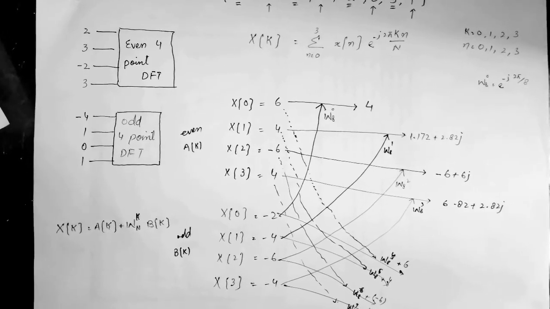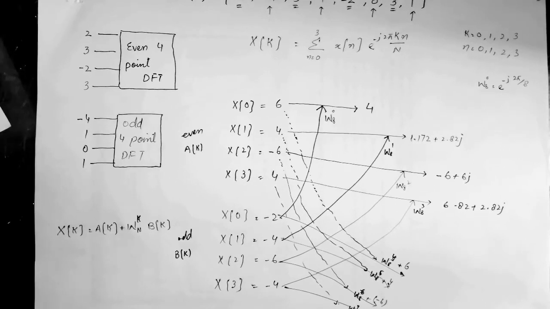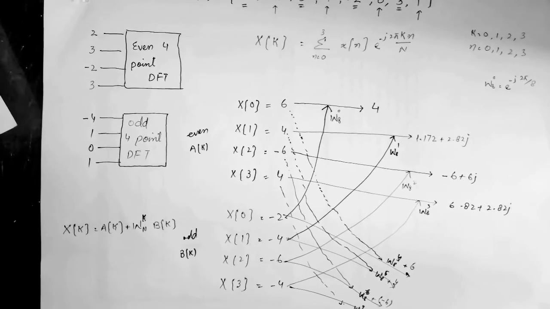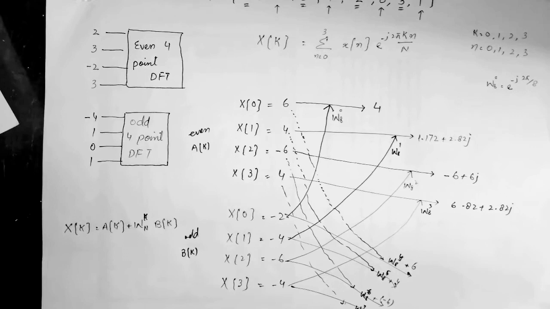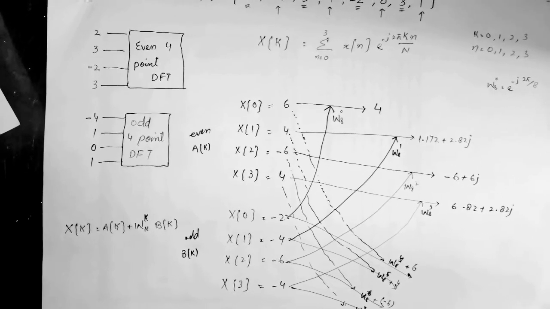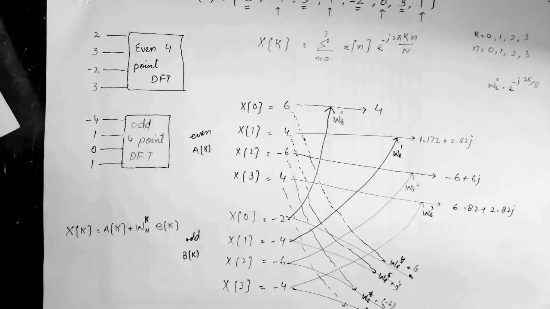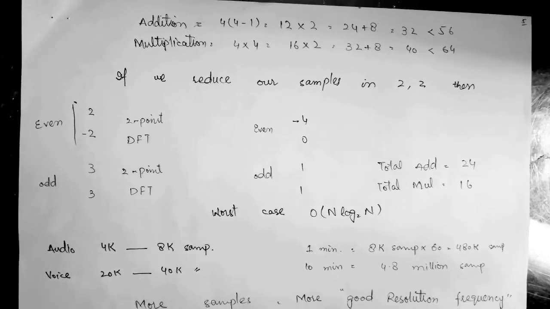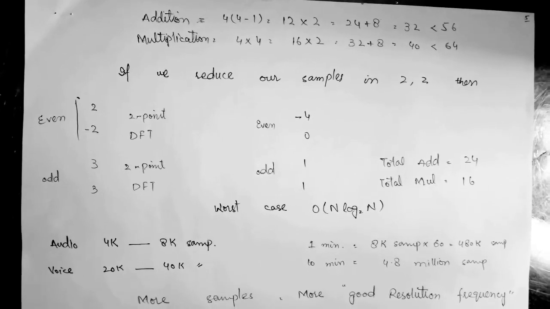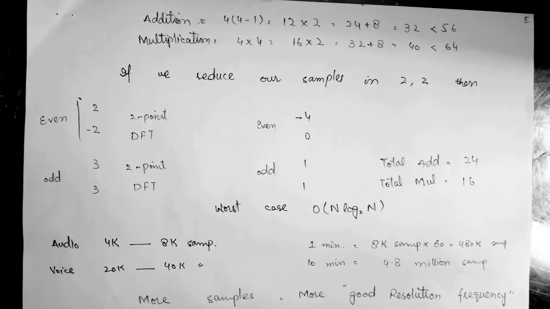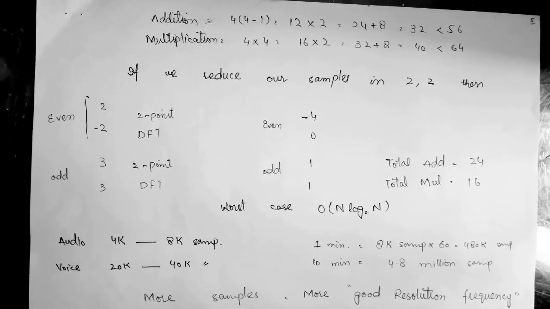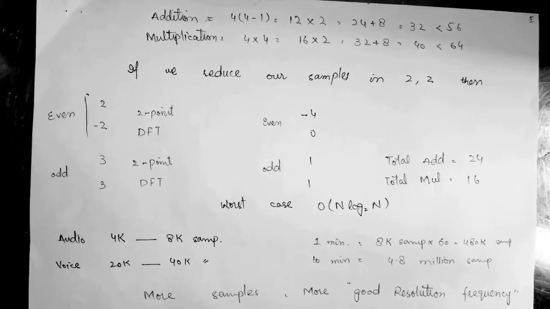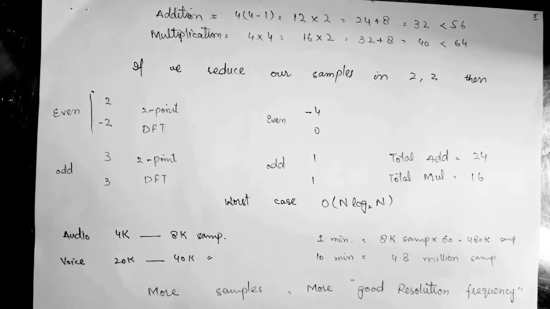We will do the same with all the data given here, that is X of 1 will be added after multiplying it with omega 8 of 1 and then added to 4, which will give the same result as the discrete Fourier transform. Now we will reduce our samples to two data parts, then even number of points 2 and minus 2 and odd number of points 3 and 3. This will make total additions of 24 and total multiplications equal to 16 in the worst case.